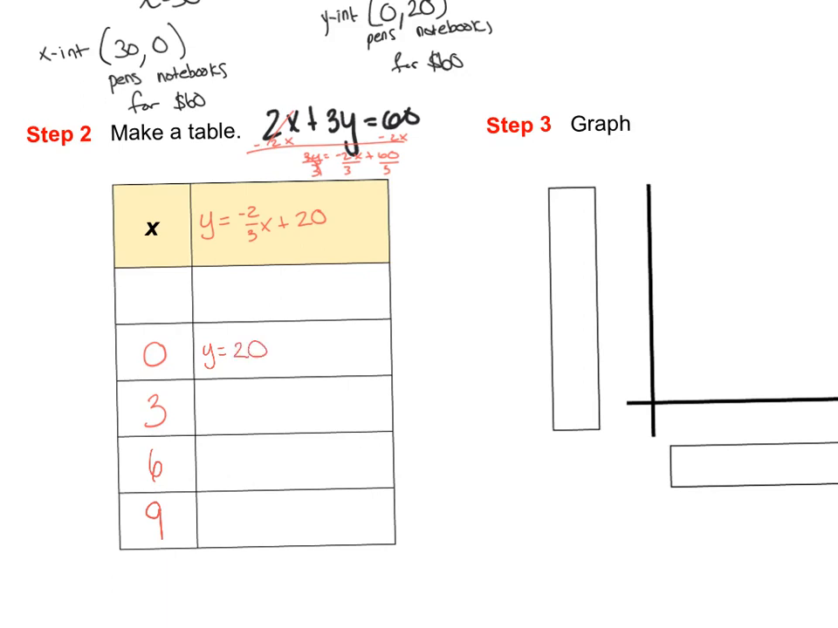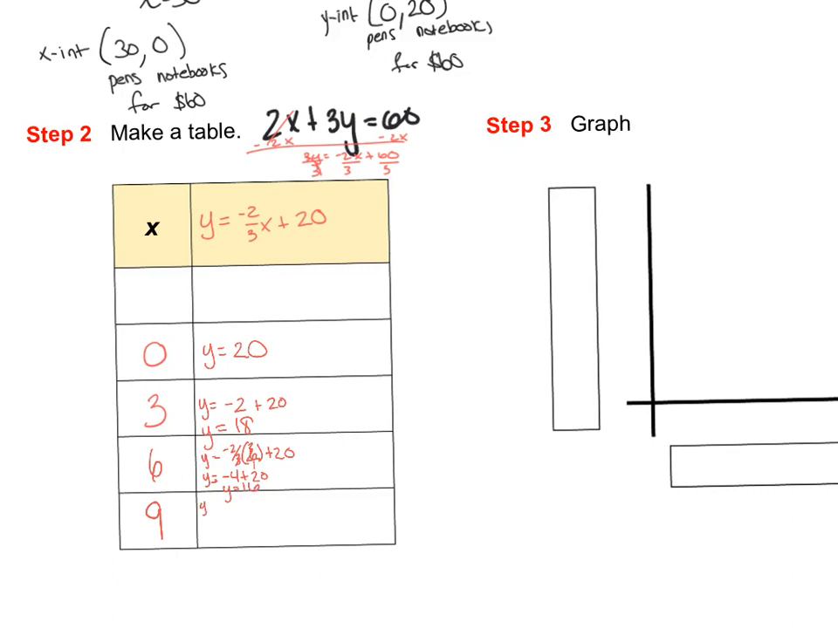20. Y equals 20. If I plug 3 in for x, I get y equals negative 2/3 times 3 is negative 2, plus 20, so I'd get y equals 18. If I plug 6 in, we end up getting negative 2/3 times 6 plus 20. 6 is 6 over 1. These cross cancel, so I get y equals negative 4 plus 20, which is 16.